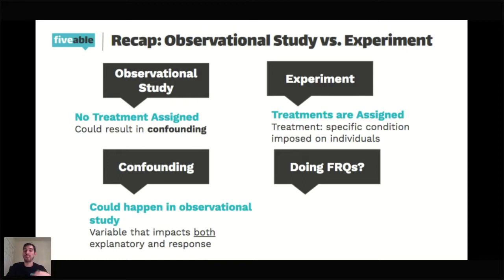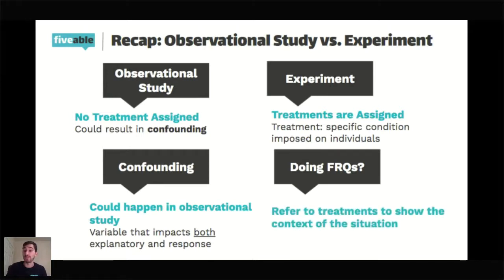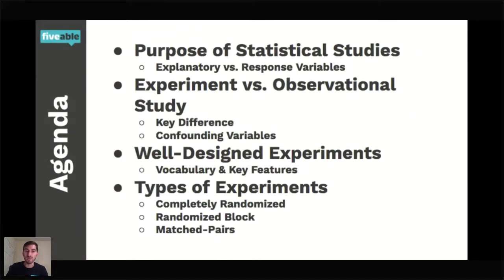And so confounding helps explain why in observational studies, we can find association between things, but we can't necessarily say that, for example, pulling an all-nighter causes you to get a cold, because there could be a whole bunch of other things at play, those confounding variables. And when you're doing a free response question about observational studies or experiments, make sure you're referring to the specific treatments. Make sure you're using the language of the situation to help show the context and get full credit for your answers.